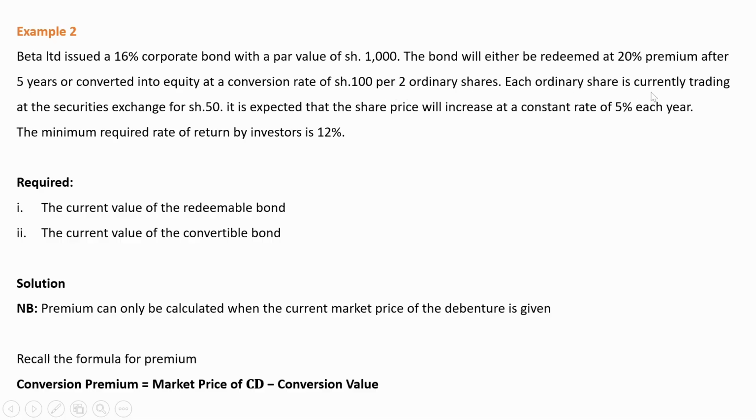Each ordinary share is currently trading at the Securities Exchange for 50 shillings. It is expected that the share price will increase at a constant rate of 5% each year. The minimum required rate of return by investors is 12%. If you are given the minimum required rate of return, you are supposed to use it as the discounting factor, as the discounting rate.